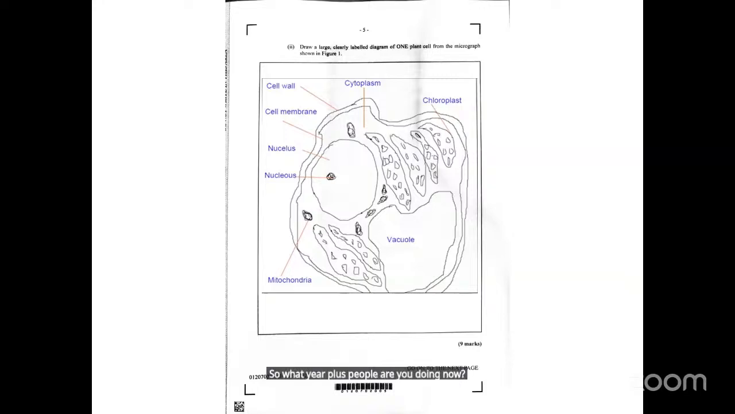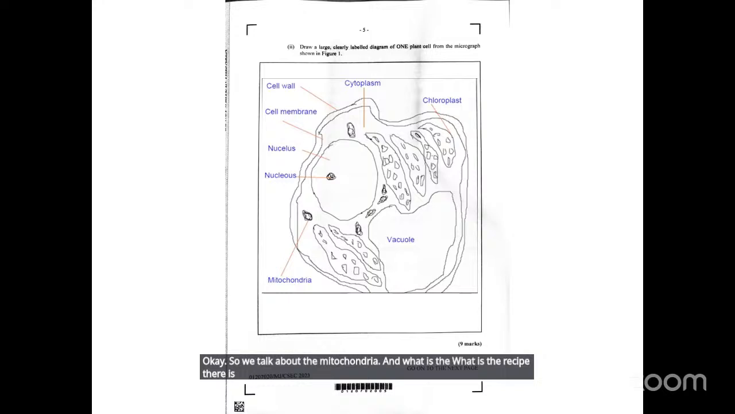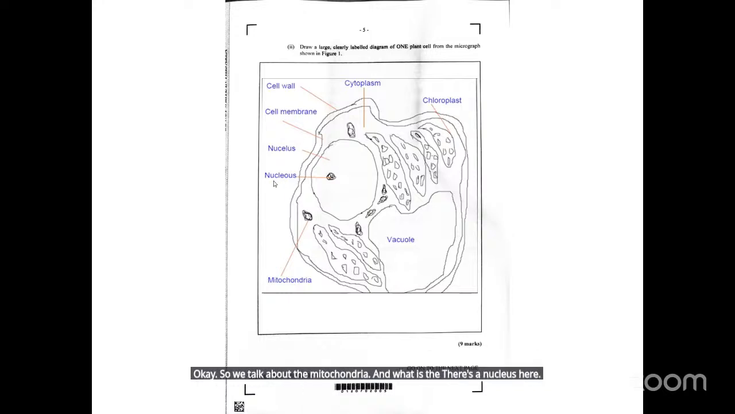Okay, sir. So we talk about the mitochondria, and we see there is a nucleus here. What is a nucleus though? What is this here? Anybody know it? Sir, that contains the DNA for the cell. So we said this contains the DNA of the cell. Okay. Anybody else? If we are told to draw the nucleus, could you draw it?